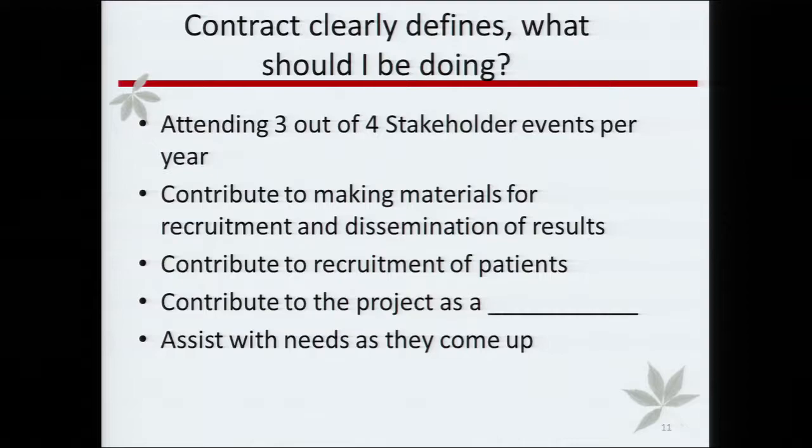So this project has been going on for about a year and a half. And everyone has a contract. As I'm sure you can imagine, there might be a lot of excitement in the beginning, but then there are some responsibilities that people have to do. So we made the language pretty specific in our contract. They have to attend 3 out of 4 meetings per year to get paid. They have to contribute to either the making or disseminating of materials. So all of our stakeholders constantly revise our flyers for recruitment. Each time we have a meeting, we might update those things, and that requires an amendment to the IRB, but we do it, and we think it has made a difference.